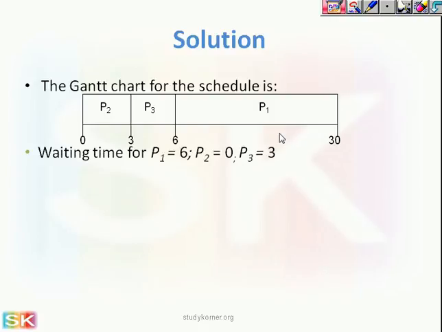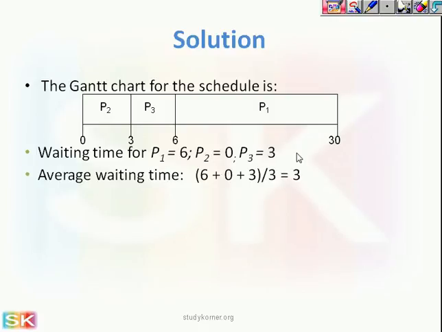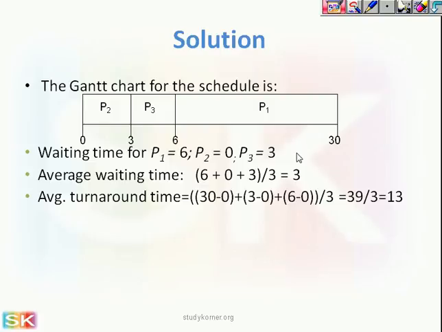So waiting time for P1 will be this time 6 seconds. For P2 it is 0. For P3 it is 3. So average waiting time will be 3.